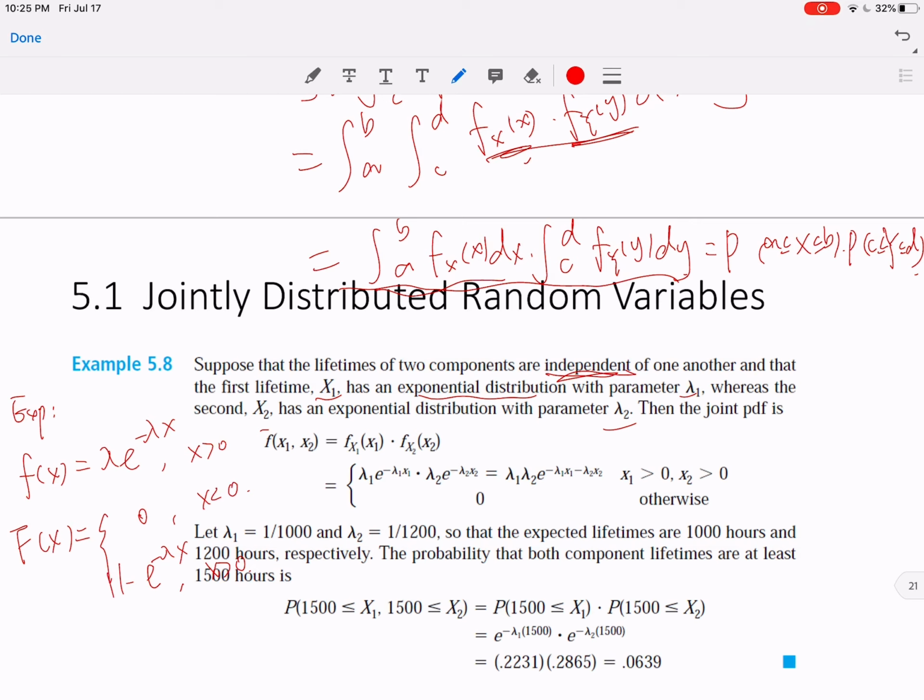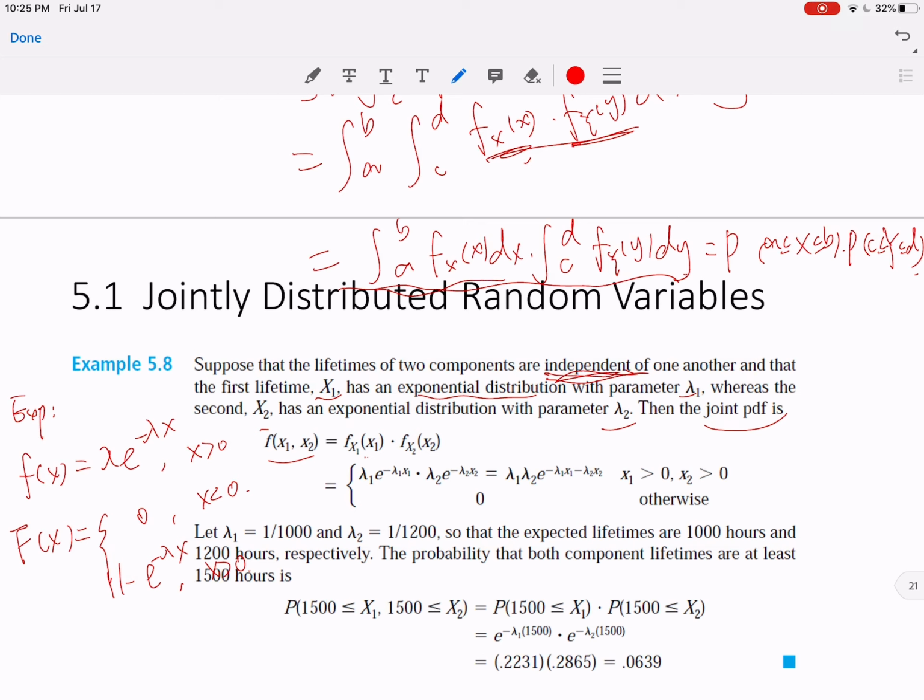Okay, that's pretty much the CDF and PDF of the exponential distribution. Now we want to find the joint PDF, f of x1 and x2, and we know that those two variables are independent. So this is going to be equal to the marginal PDF of x1 times the marginal PDF of x2.